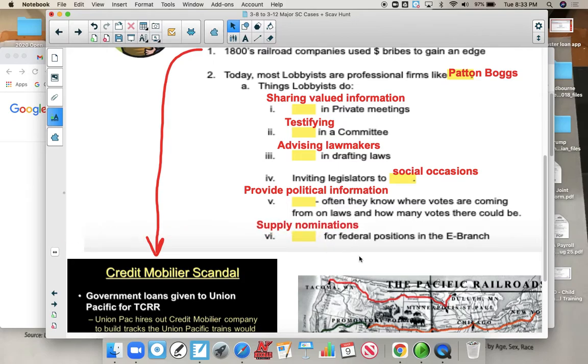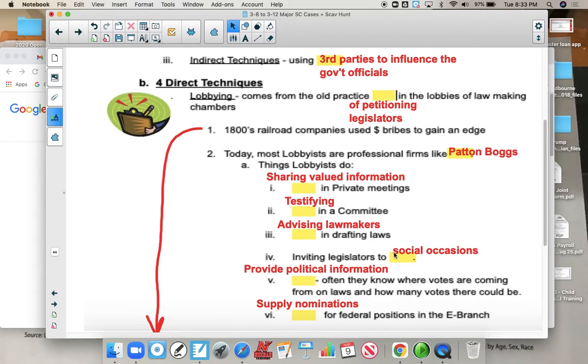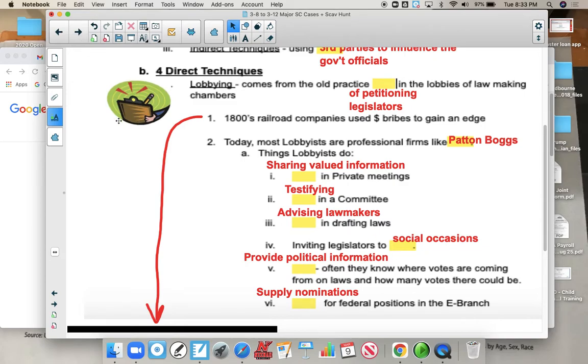Lastly, we got supply nominations, and these interest groups can supply people to serve in federal positions in the executive branch if necessary. So there you have it. Direct techniques, and we're on to some other ones. So the first direct technique, number one, if I were to label it here, would be lobbying.